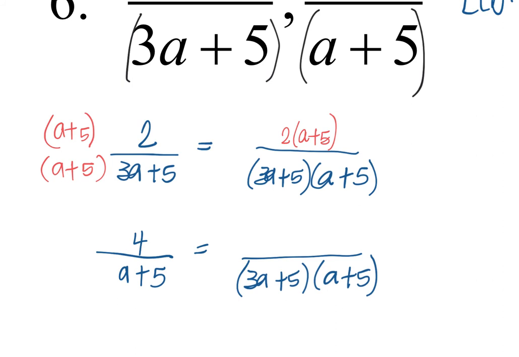Now, what do I need to do to 4 over a plus 5? What do I need to do to a plus 5 to make it 3a plus 5 times a plus 5? Well, you could multiply it by 3a plus 5. And what you do to the bottom, you must do to the top. So basically, what was it missing, okay? And we get 4 times 3a plus 5.